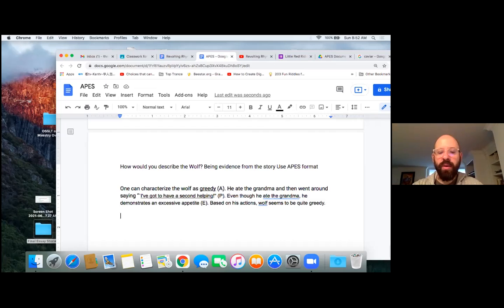One can characterize... Right. Good, Yo-Yo. Even though he ate the grandma, he wanted to eat more. He decided to eat Little Red Riding Hood. This demonstrates that he's a greedy person. Yeah, good. One can characterize the wolf as horrifying, right?